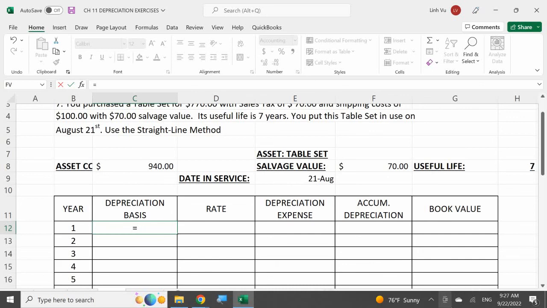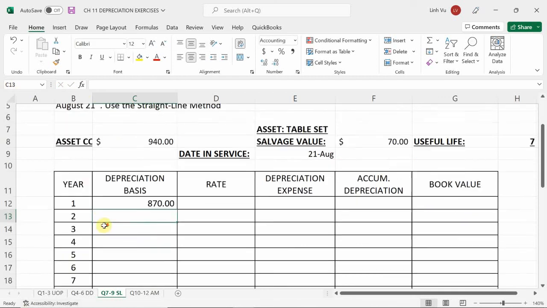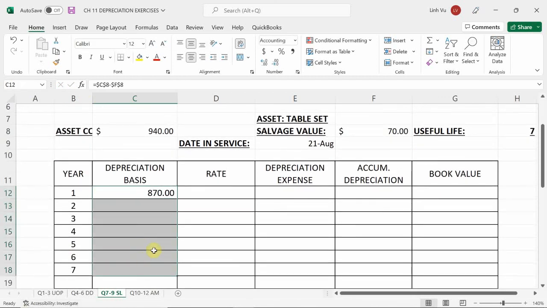The depreciation basis is going to be the 940. Not 940. $870. 870, right? It's your asset cost minus your salvage value. Okay? $870.